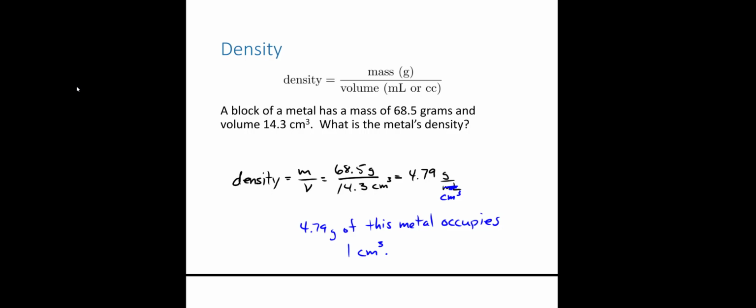So if I had 100 centimeters cubed of the metal, what would its mass be? Well, if I multiply the volume by 100, I just have to multiply this by 100. It's a ratio. So its mass would be 479 grams.